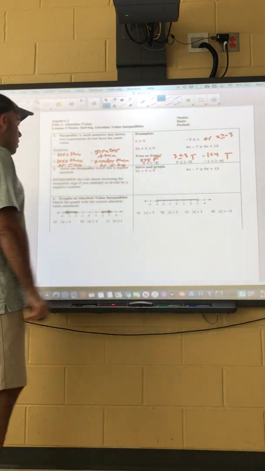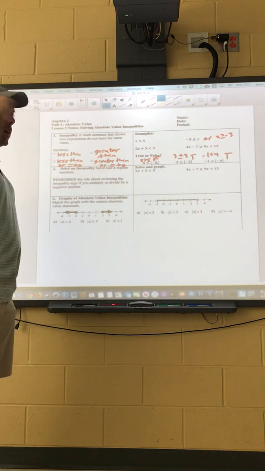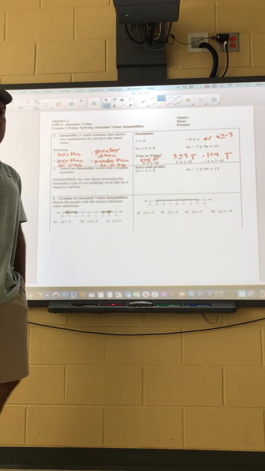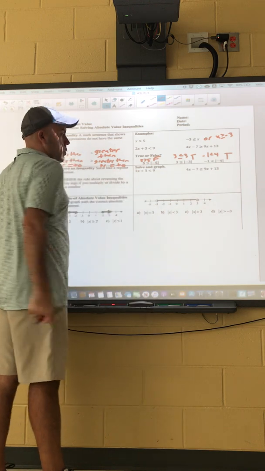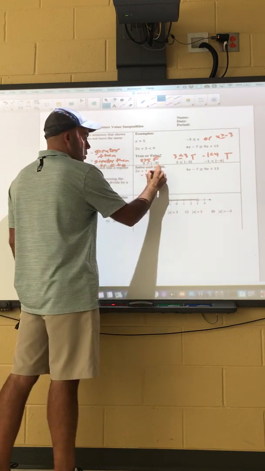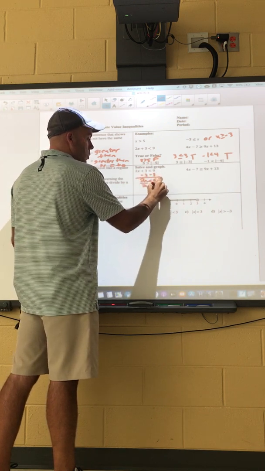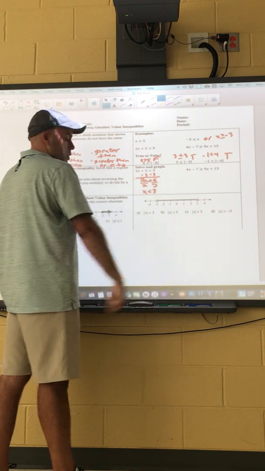Now let's look at and just remember how we solve and graph just a regular inequality, Algebra 1 style. Here we see 2x plus 3 is less than 9. We need to isolate that x value. So I'm going to subtract 3 from both sides. So I get 2x is less than 6. I divide by 2 on both sides. I get x is less than 3.